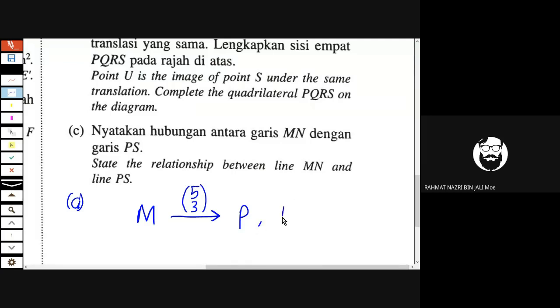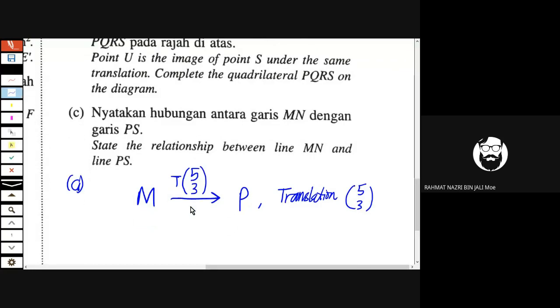Ataupun we can write down here, translation five three. Ataupun you cuma tulis di sini T saja. T, capital letter T, and then in the bracket, matrix form 5, 3. Then you have to draw this diagram lah. Ini SPM format lah. When you dapat follow until form 5 you dapat bagus lah. Ini SPM format. Your answer.